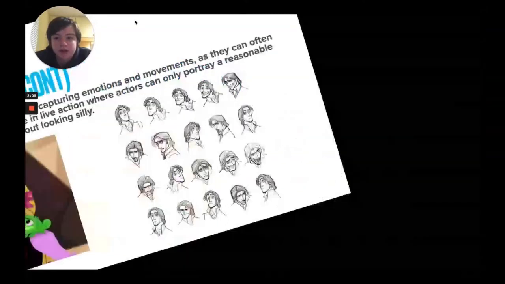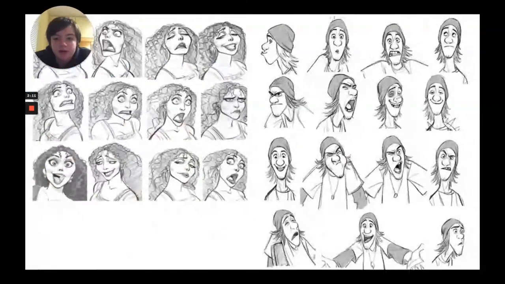Some examples of this are these characters who are expressing in ways for both dramatic and for comedic effects, and are able to get their emotions across really effectively because of the medium that they're in, allowing them to be more expressive and exaggerated.